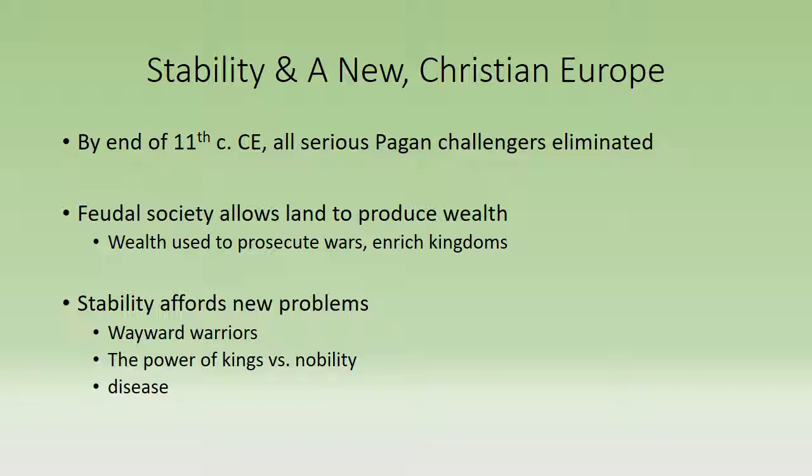Feudal society allows the land to produce wealth. The wealth is used to prosecute wars as well as to enrich kingdoms. The stability affords new problems, though. You have wayward warriors and the power of kings versus nobility, as well as the influx of disease. As long as Europe stayed fractured, it was relatively insulated from one of the scourges of the ancient world, and that is the Black Death.